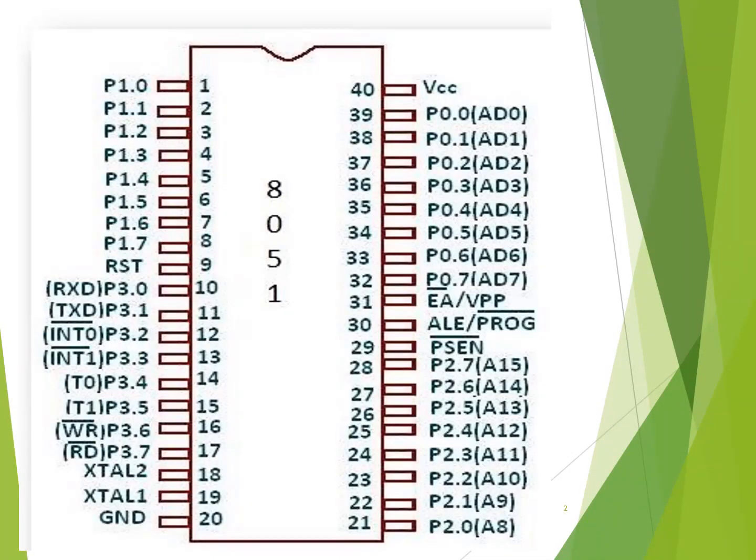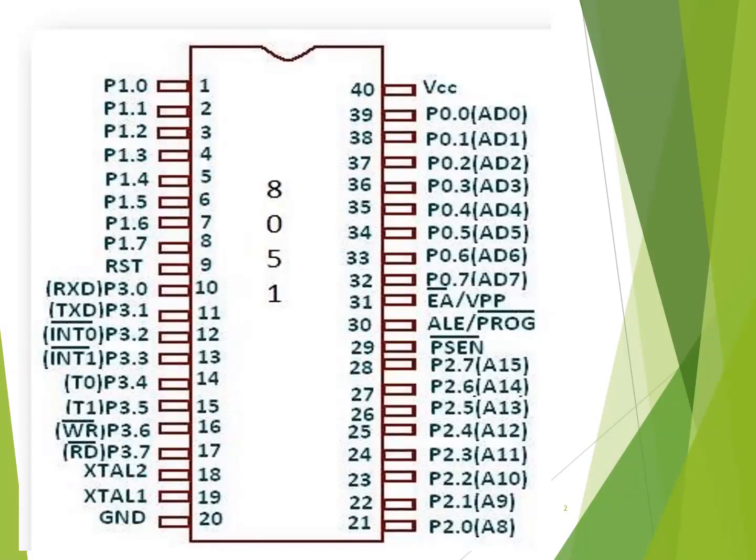Pin number 21 to 28 correspond to port 2, from port 2.0 to port 2.7. This is also an 8-bit bidirectional input-output port. These pins are bit addressable. They are associated with an alternate function, that is, they are alternately used to carry the higher order address lines, A8 to A15.